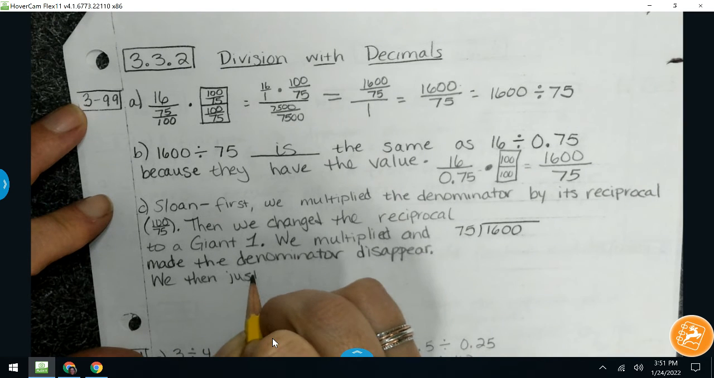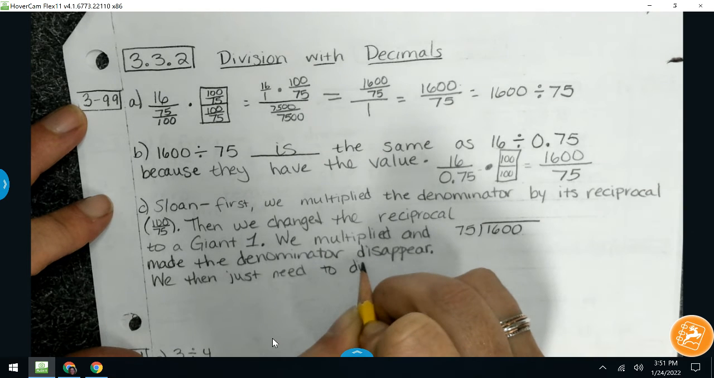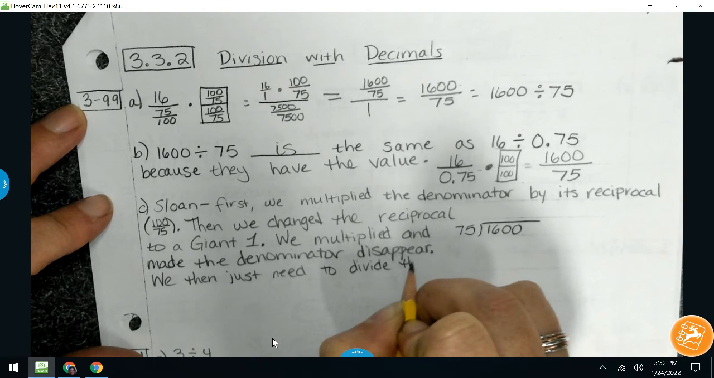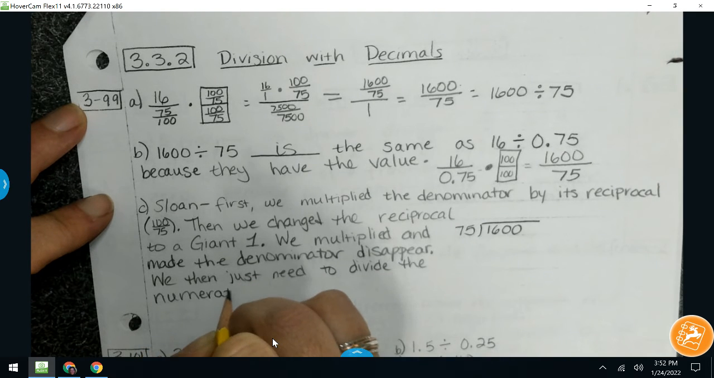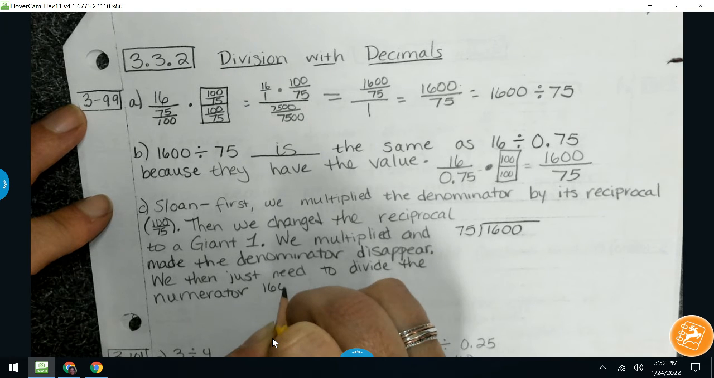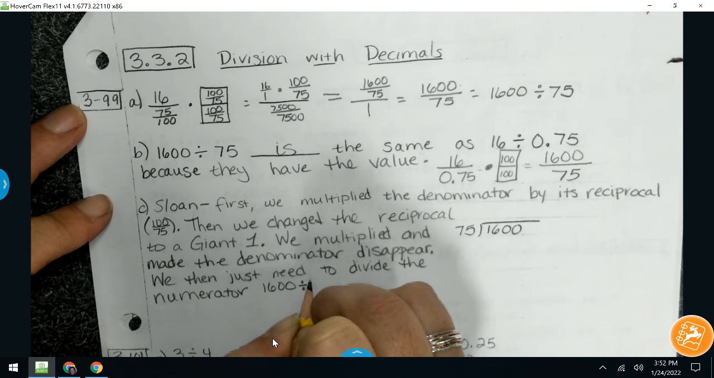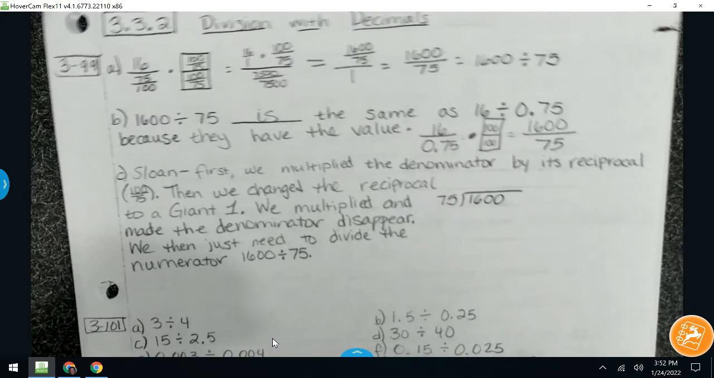So we just need to divide the numerator, and that's what we're going to do over here with that long division.